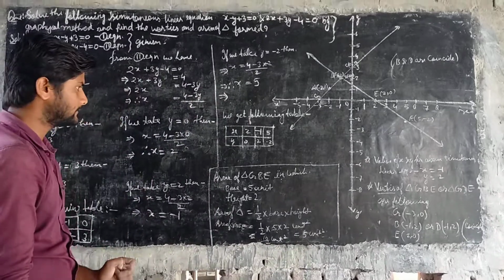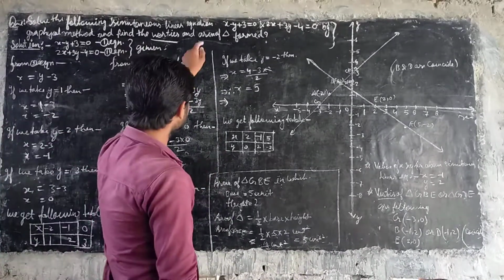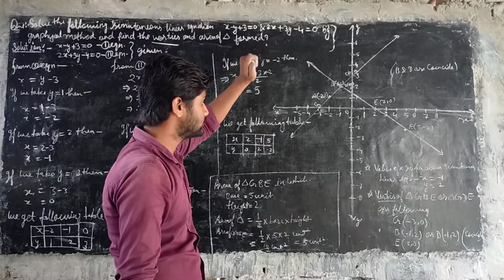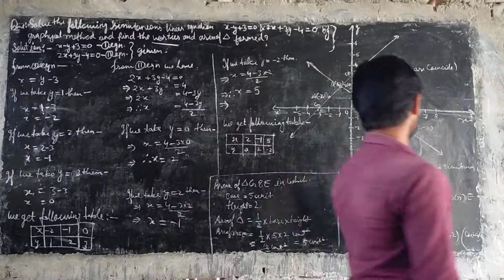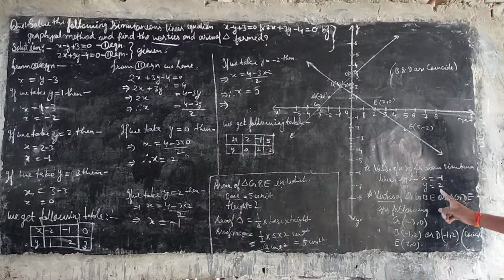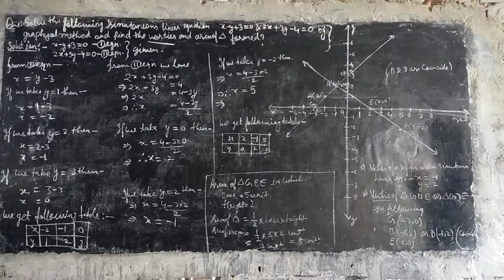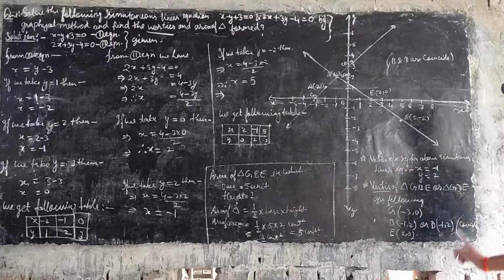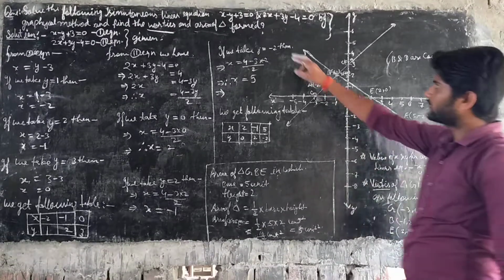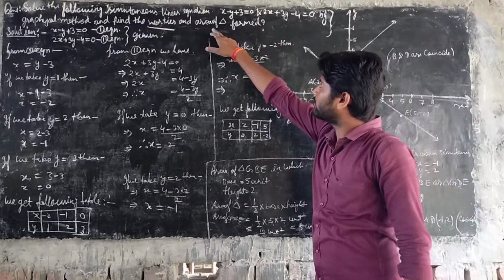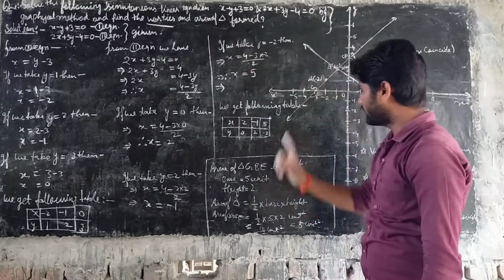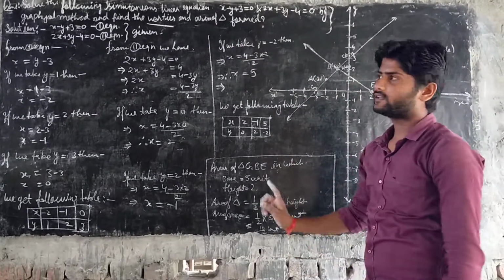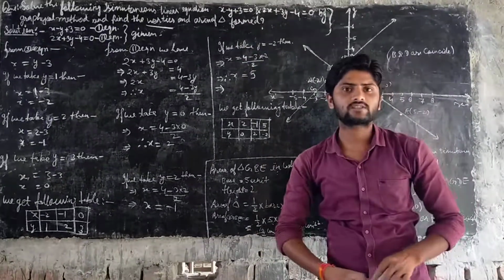At last we get the value of x and y for this simultaneous linear equation: x is equal to -1 and y is equal to 2. That is the first answer. The second answer is the vertices of the triangle, which are given here. And the third asks for the area of the triangle. This is the syllabus of class 10 CBSE board.